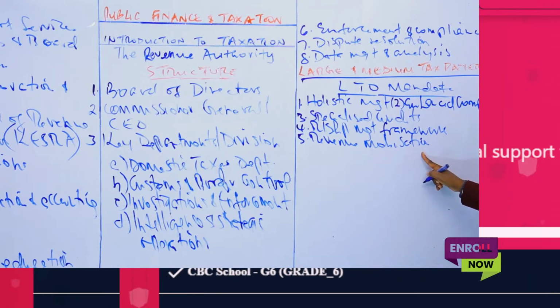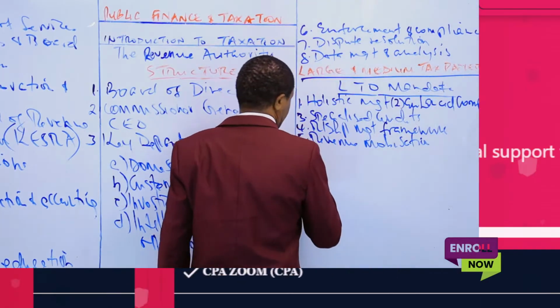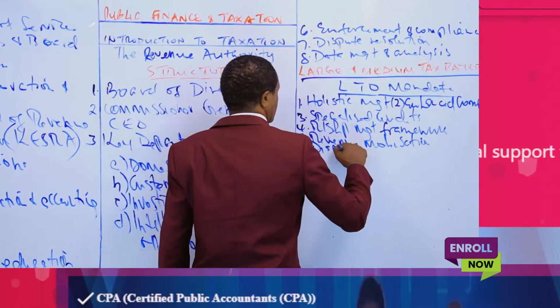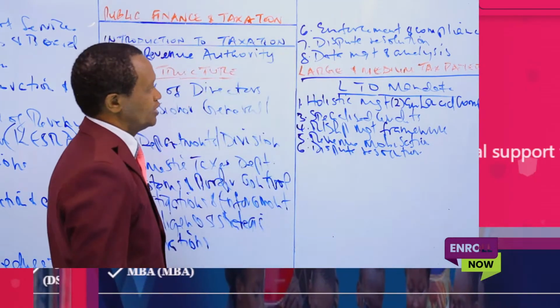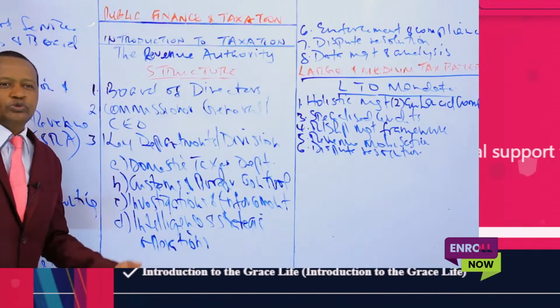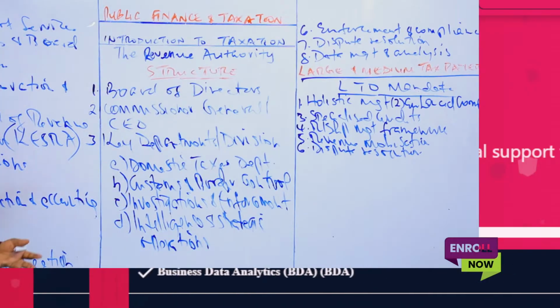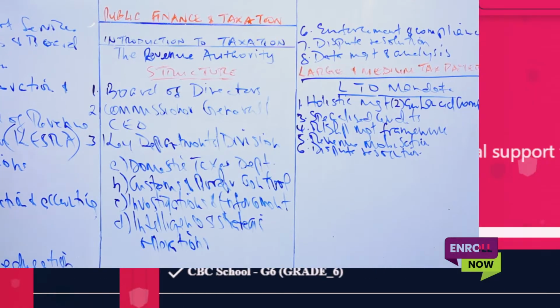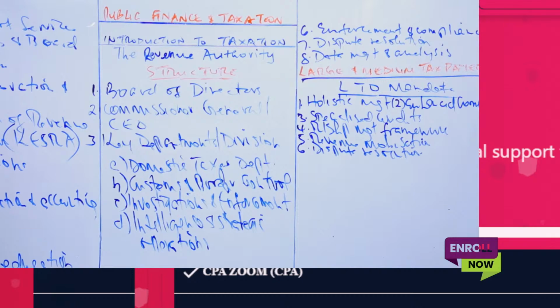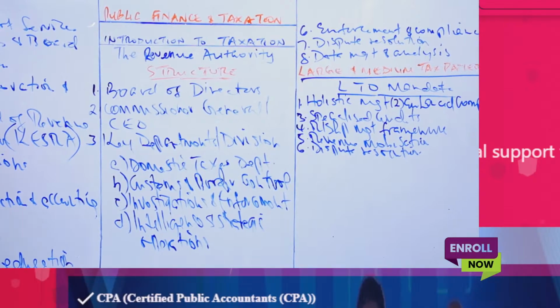We also have dispute resolution. Another mandate is dispute resolution. The Large Taxpayer Office resolves disputes. That means efficiently managing and resolving tax disputes with the large taxpayers.